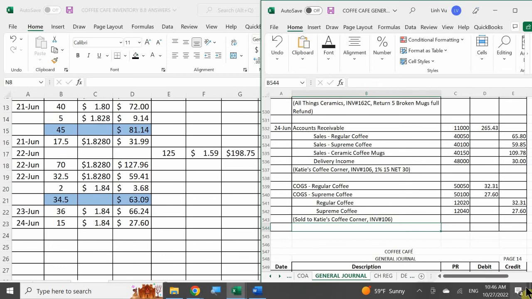Okay, so what do I need to do next? Okay, we already been to Katie's Corner. We already did Katie's Corner. Yes. Okay, we done did our cost of goods sold. And we already did our accounts receivable. Well, we did the cost of goods sold through the inventory worksheet.